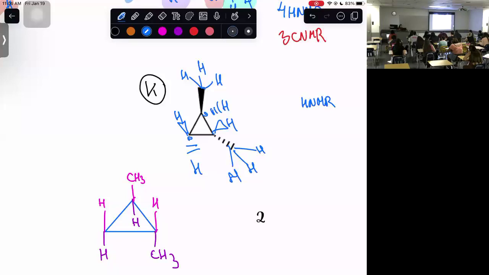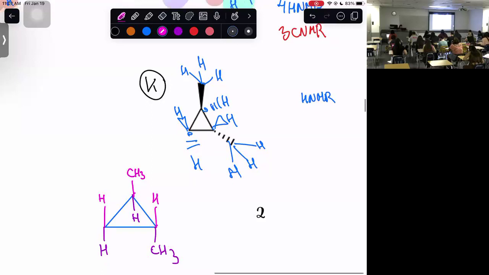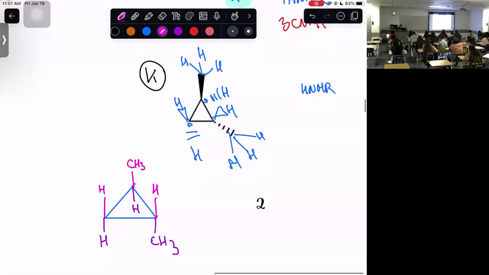Any other answers? To 3 or 4? We think it's 4. Okay, so first of all, are there any planes of symmetry in here? No, they're trans to each other, so they're not going to be equal to each other. So let's do the same thing. Let's start with the methyl groups. The methyl groups are automatically going to be in a separate environment.